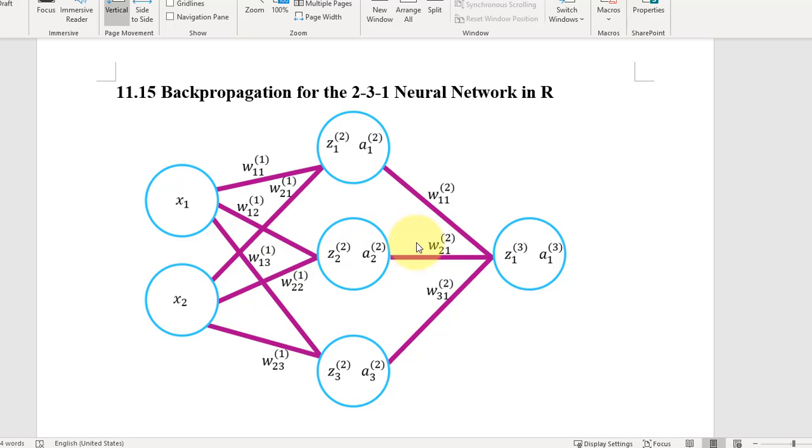And the notation here, we've already talked about this kind of notation. And here we'll call this W2, W2, W2. And this is W2 1 1, 2 1, and 3 1.